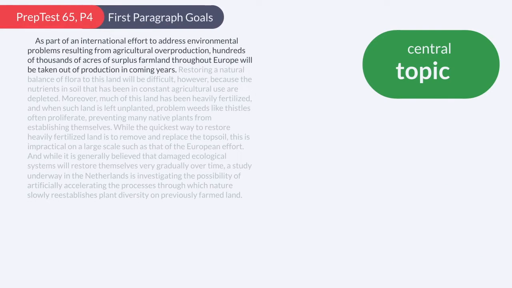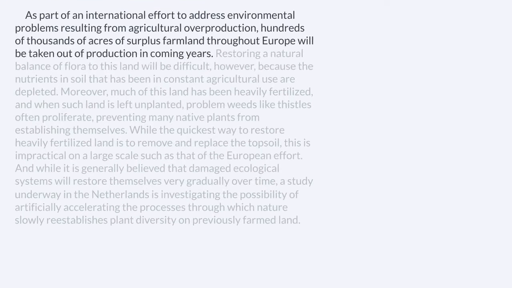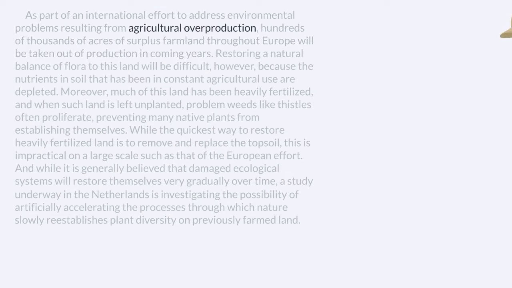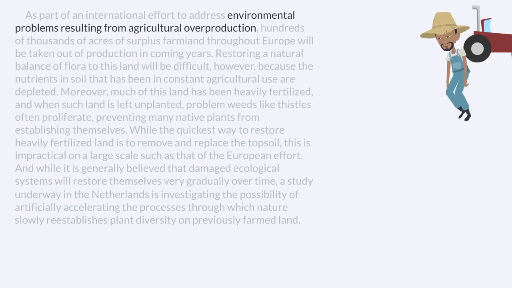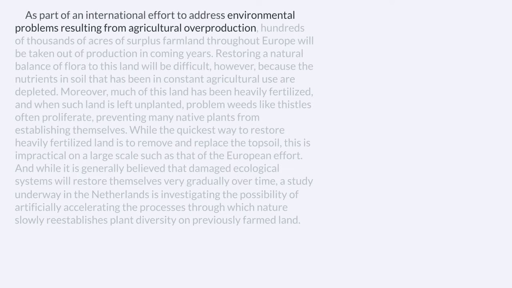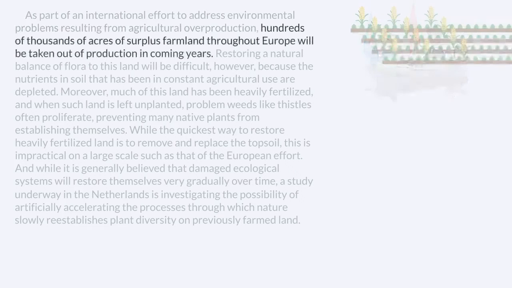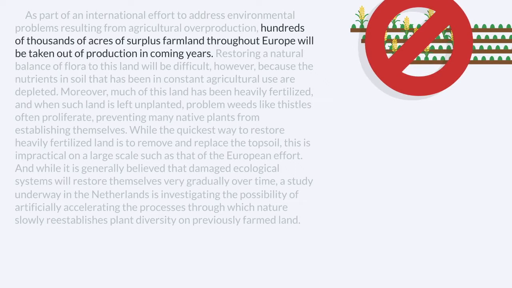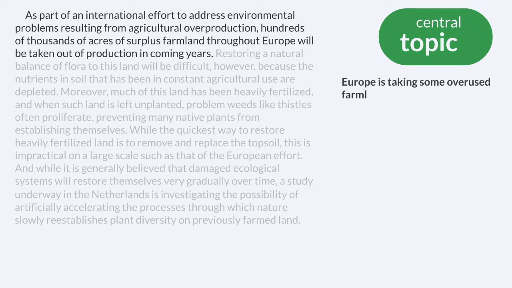So as we read this first sentence, what's my central topic? This one was pretty dense to me, so I would actually scale it back and think, let me start from a noun. Agricultural overproduction means you're farming too much, and there's environmental problems from farming too much. And lots of countries are trying to figure out how to deal with the problems from farming too much. And what they're doing is taking farmland and just taking it out of production. Okay, countries in Europe are letting some farmland chill because it's been overfarmed.